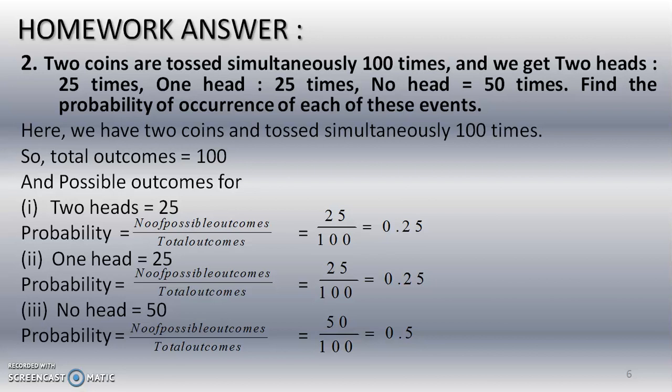And every time probability equals number of possible outcomes divided by total outcomes equals 25 divided by 100. So answer is 0.25. Now second, one head equals 25. So answer is the same 0.25. Got it? And third, for no head equals 50. So probability equals 50 divided by 100. Right? Here the formula is every time the same. So 50 divided by 100 equals 0.5. Got it? If you have any question about it, then you can ask me in the comment section.